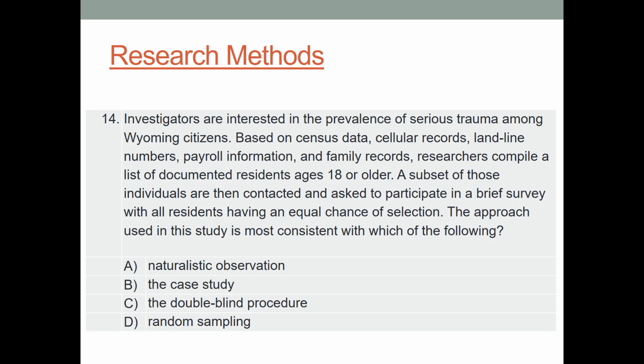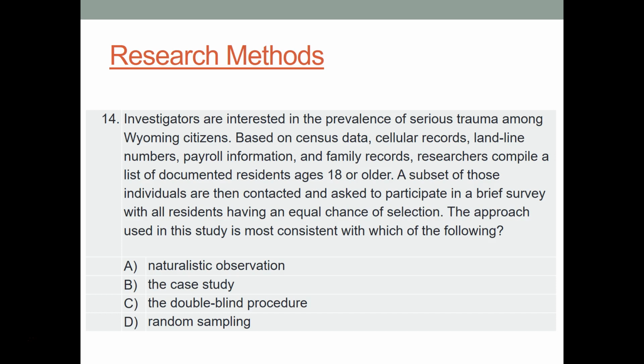Question 4, not 14. Investigators are interested in the prevalence of serious trauma among our Wyoming citizens. Based on census data, cellular records, landline numbers, payroll information, and family records, researchers compile a list of documented residents age 18 or older. A subset of those individuals are contacted and asked to participate in a brief survey, with all residents having an equal chance of selection. The approach used in this study is most consistent with which of the following?